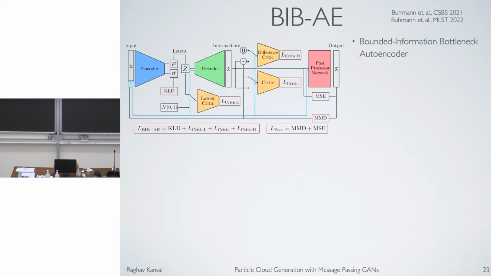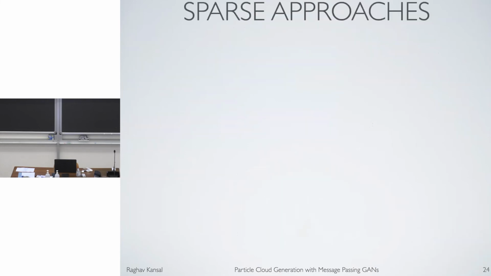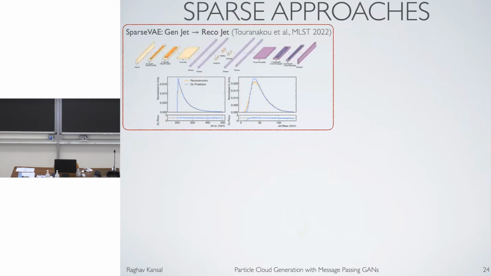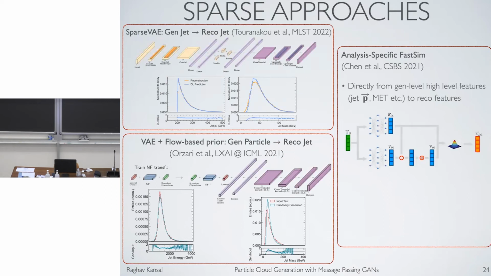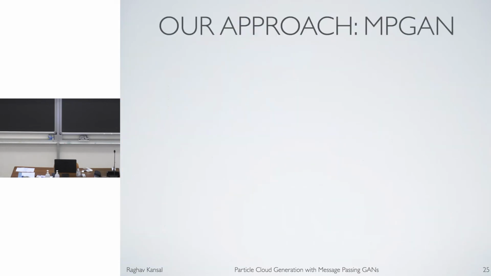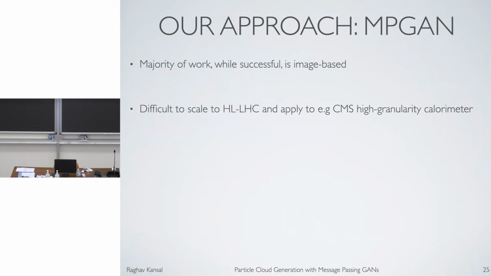ATLAS FastCaloGAN, or these sparse approaches. These are going end-to-end, directly to the high-level features. A lot of these approaches are successful, but they're image-based. And so again, it's difficult to see how to scale them to the high luminosity LHC, where we have very high granularity calorimeters coming up, like the high granularity calorimeter in CMS.